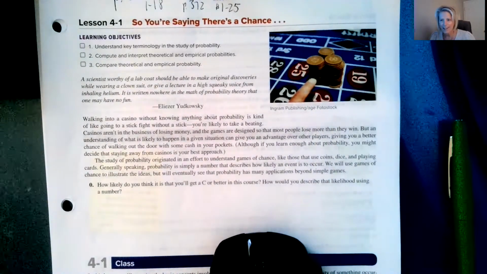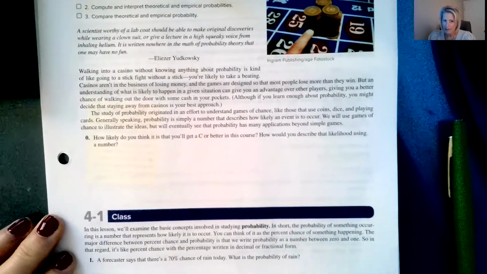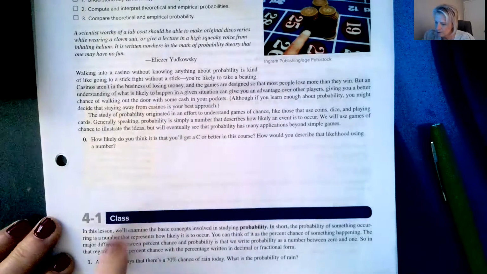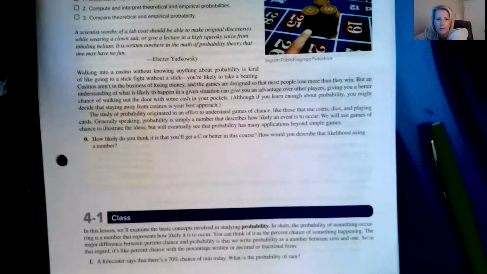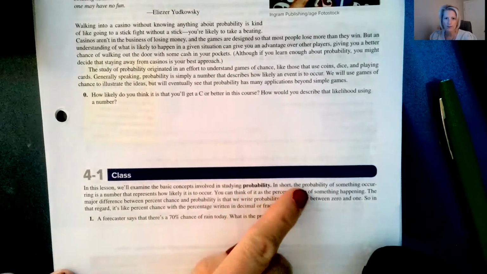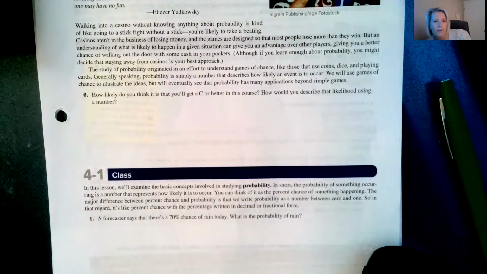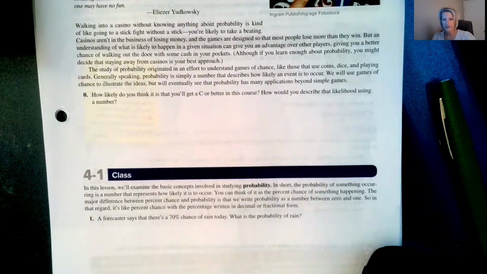Anyway, we're talking about chance. We're talking about probability. We're talking about things that we can kind of predict and things we can't really predict. So down here at the bottom of page 365, it says, in this lesson, we'll examine the basic concepts involved in studying probability. In short, the probability of something occurring is a number that represents how likely it is to occur. You can think of it as the percent chance of something happening.